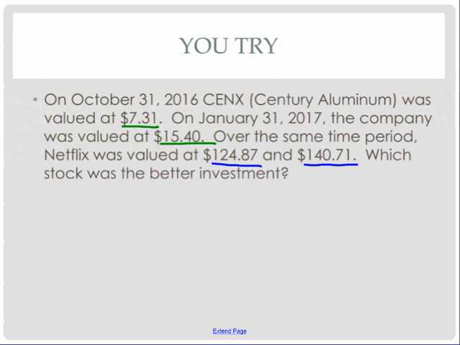Over the same time period, over those 3 months, we had Netflix go from 124 to 140. Now, I want you guys to figure out which stock was the better investment. Pause the video, find the percent change. Okay? Do it. All right, let's go on and see our answers here.